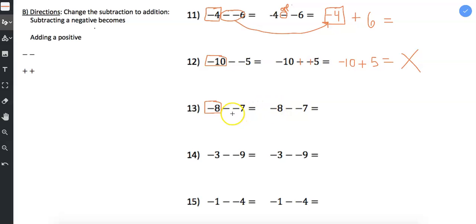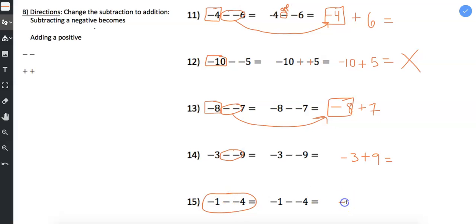And I'm hoping that eventually you don't need that middle step and you can just write -8 minus a -7 is the same as -8 plus 7. Notice the first number, -8, does not change at all. That first number never changes. This section in the middle is the part that changes. So this section in the middle here is going to become adding 9. Okay, and then -1 minus a -4, that's the same as -1 plus 4.